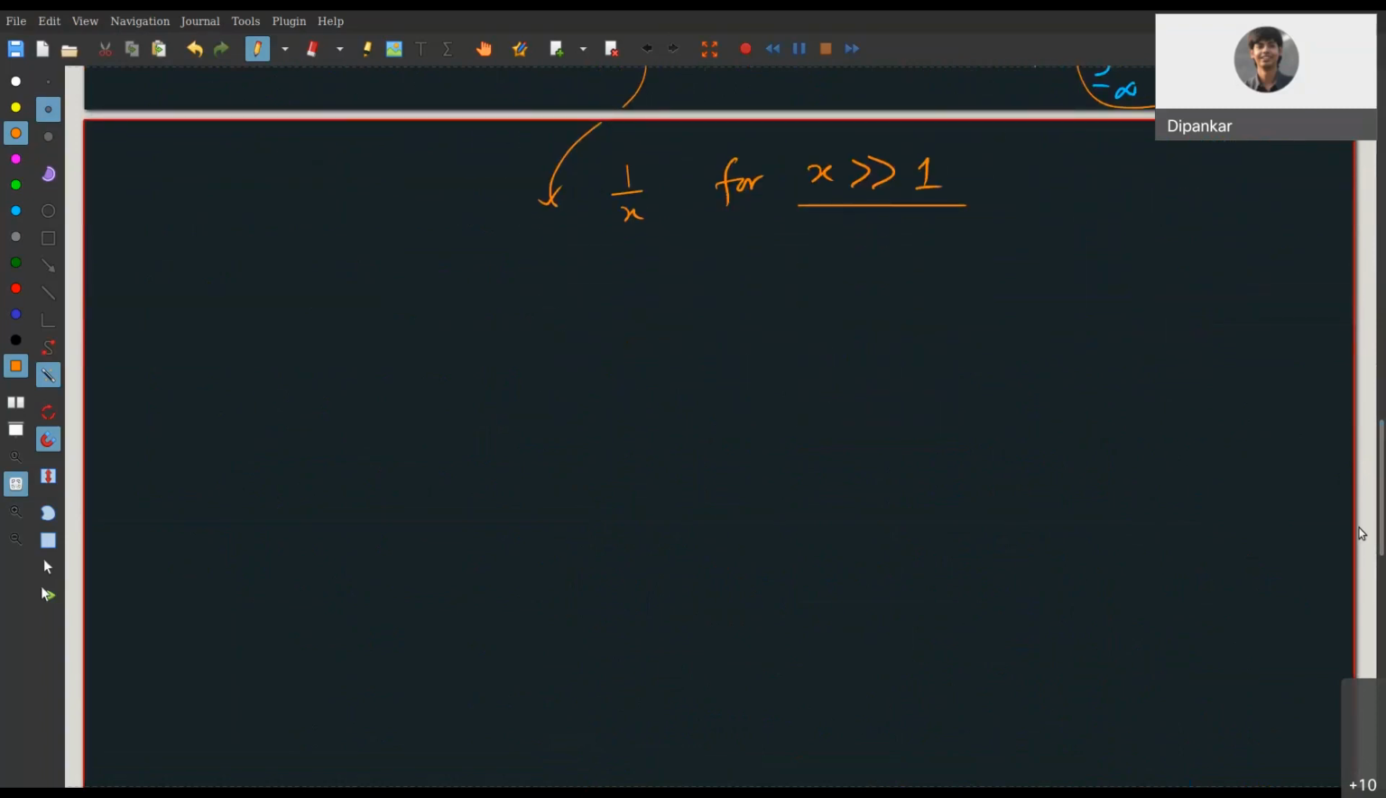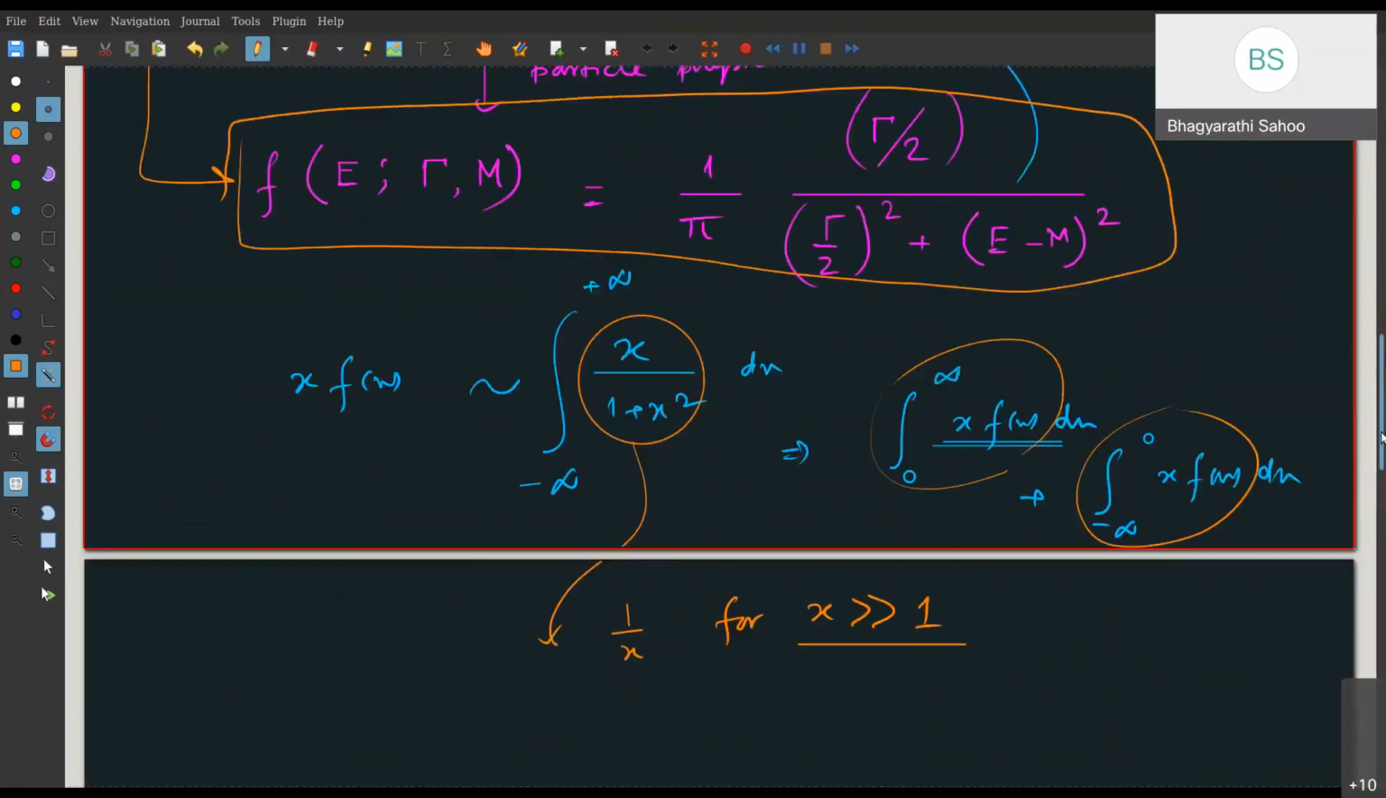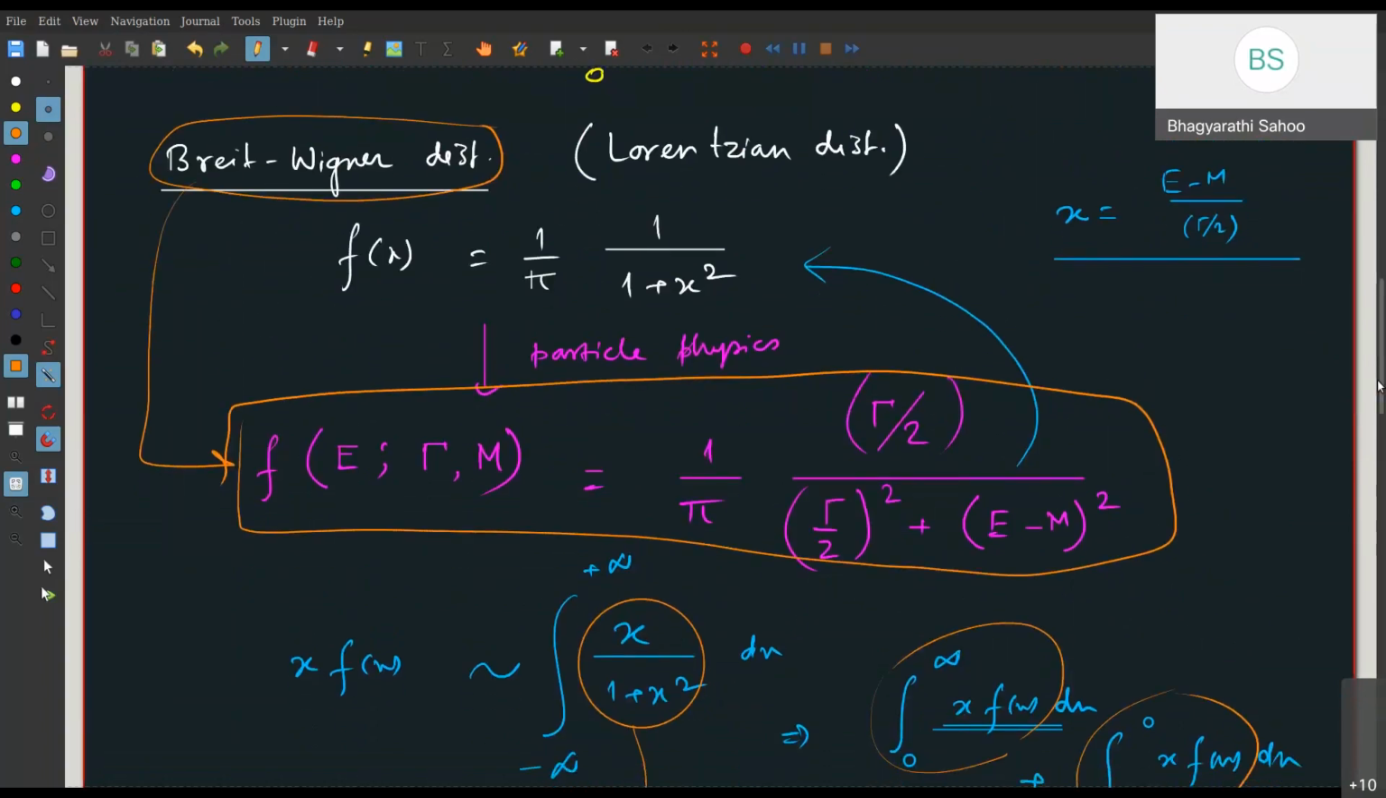In the numerator, there should be square of gamma by 2, or not? No. Here it is only gamma by 2.